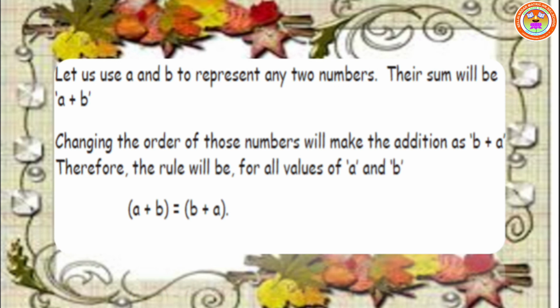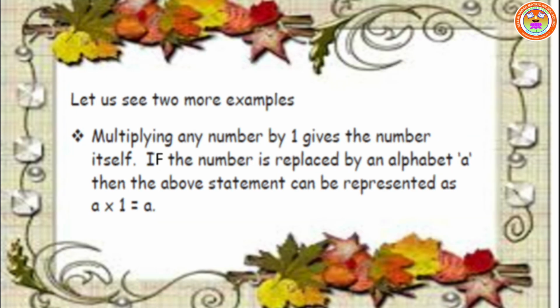See, this explanation has been given in the second line. Changing the order of those numbers will make the addition B plus A. So we can say A plus B is equal to B plus A. Students, you can assign different values to A and B. Just practice and see whether you are getting the same sum. Okay. Next, let us see two more examples.